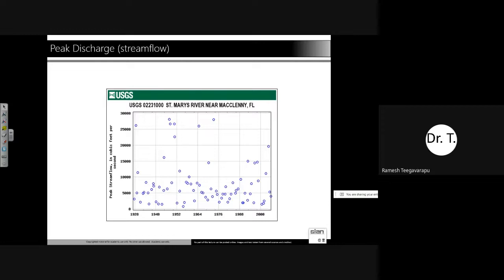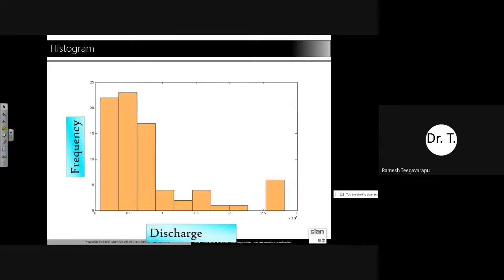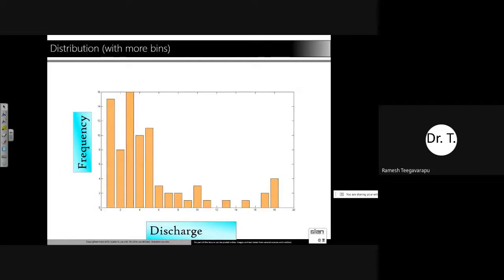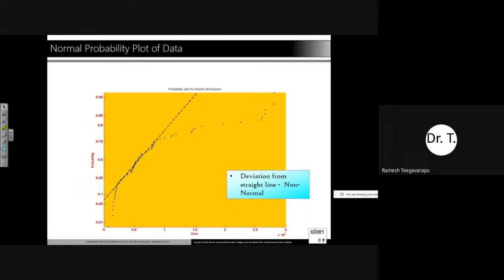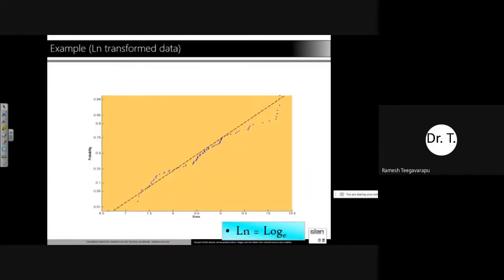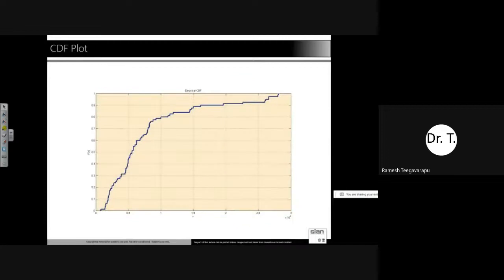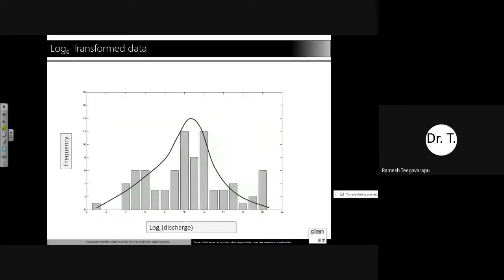Here's an example of St. Mary's River, McClenny. These are the peak discharge values, one value per year. And you can see the histogram shows it's positively skewed. With more bins, we can use Excel to come up with the histograms, or we can do the probability plot, and you can see the deviation from the straight line. So if I apply the logarithmic transformation, more or less the values appear to fit. This is your empirical CDF plot of the peak discharge values.